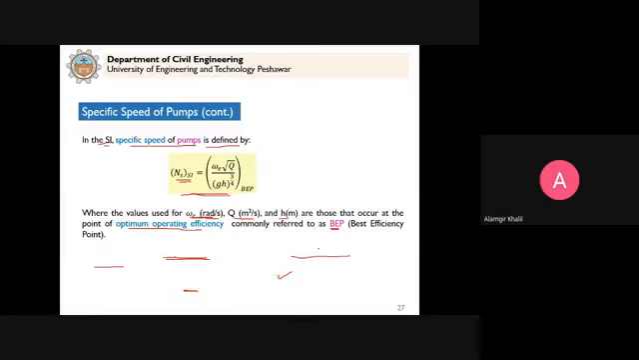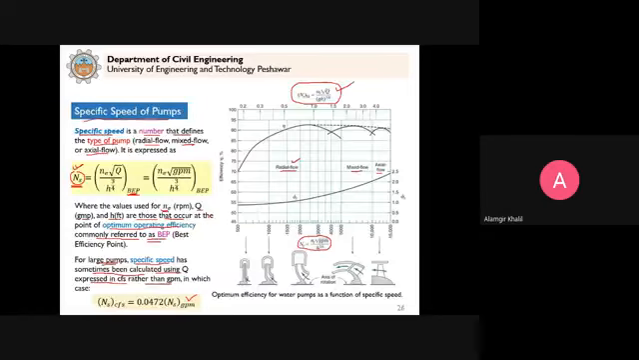Clear? So the whole conclusion from this topic is that specific speed is a number that we can calculate for any given situation. The rotative speed of the impeller we know, the discharge we know, the head required we know. So we can calculate this specific speed, and then we can enter this graph and determine what type of pump this is. Clear? It can tell you that it is a radial flow, or a mixed flow, or an axial flow pump. And then you can determine even the efficiency.